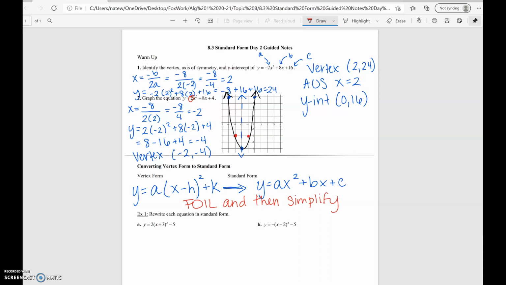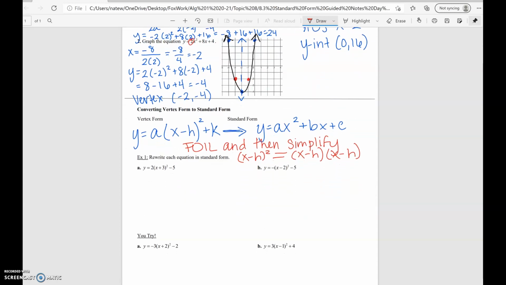One reminder that x minus h squared equals x minus h times x minus h. So we have to FOIL. We don't just distribute that squared, we have to FOIL. So we're going to do some examples of that.